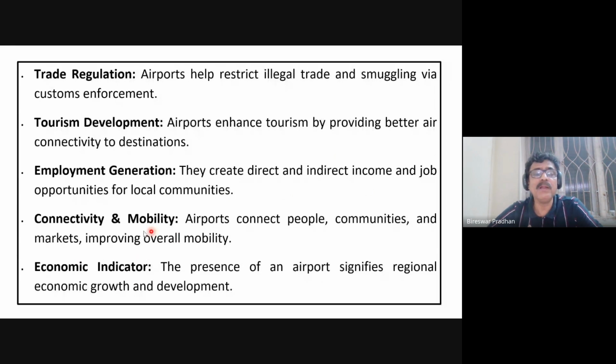Connectivity and mobility. Airports connect people and communities and markets, improving overall mobility. Airports connect to the global market. That means we can say they connect people, communities, and markets, improving the overall mobility. The economic indicator. The presence of an airport signifies regional economic growth and development.